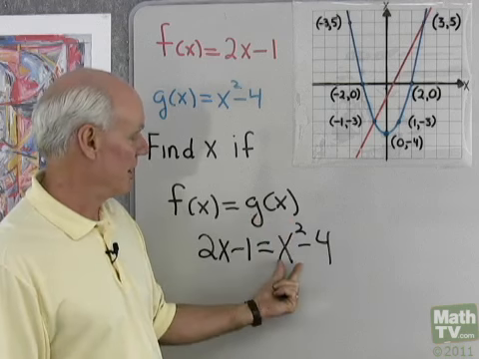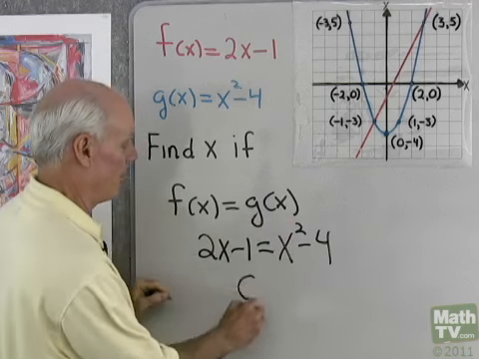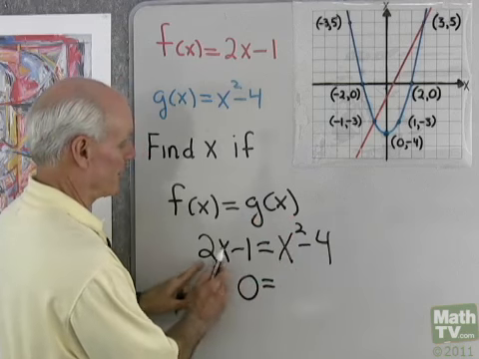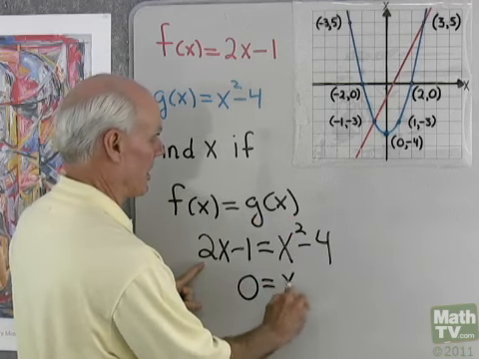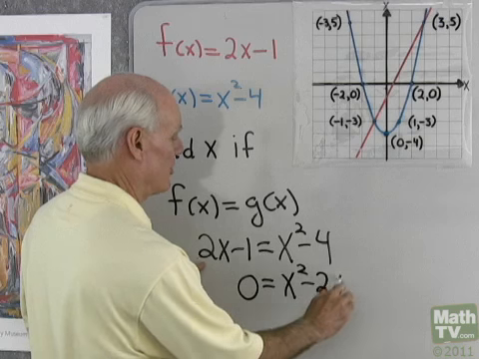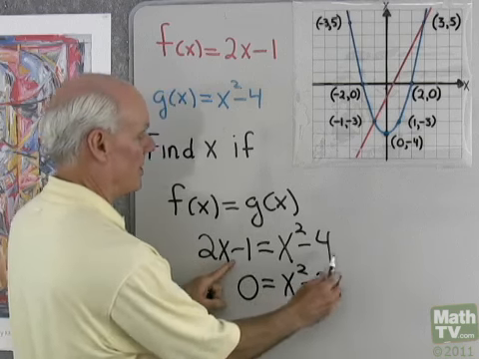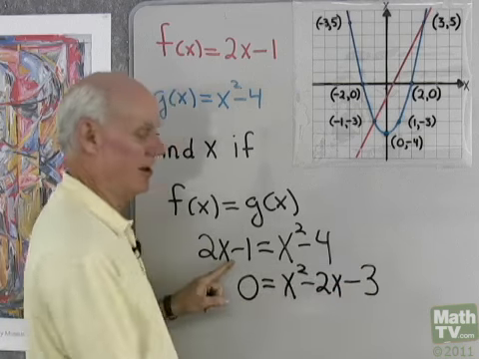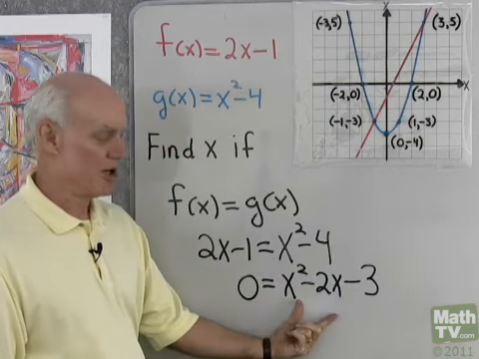Looks like I have a quadratic equation. Let's put it in standard form. So I'll have 0 on the left side. I'll add -2x to both sides, x squared minus 2x, and then I'll add 1 to each side and get -3 over here. Okay, quadratic equation, standard form.